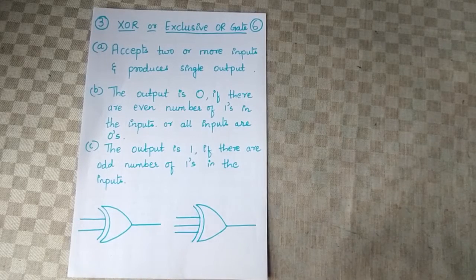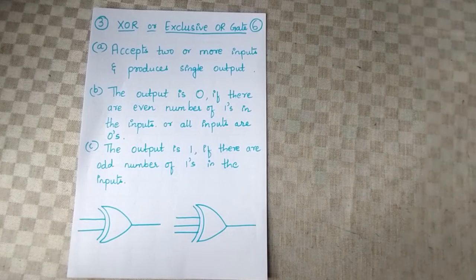The first point, it says it is going to accept 2 or more inputs and produces only a single output. So unlike other logic gates, even the exclusive OR gate will accept 2 or more input signals but will produce only 1 output signal. Second point, the output for the XOR gate will be 0 if there are an even number of 1s in the inputs or all the inputs are zeros.